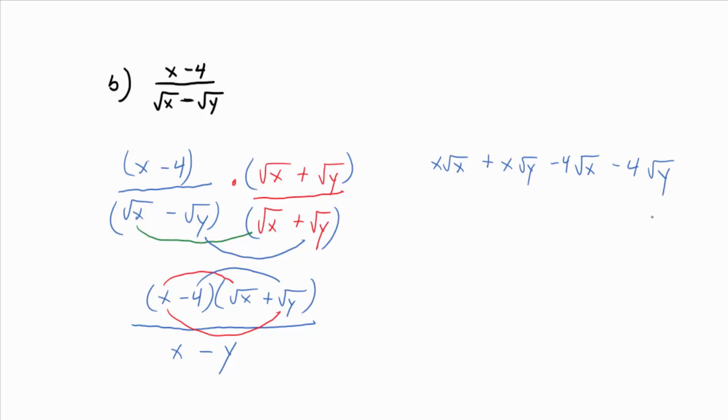Do you see any like terms? Nah, you just leave it like that. And it's not really simplified, is it? So that's why we left it in the numerator in factored form. This is equivalent to the numerator we got. It's just multiplied out. And then the denominator would be x minus y.